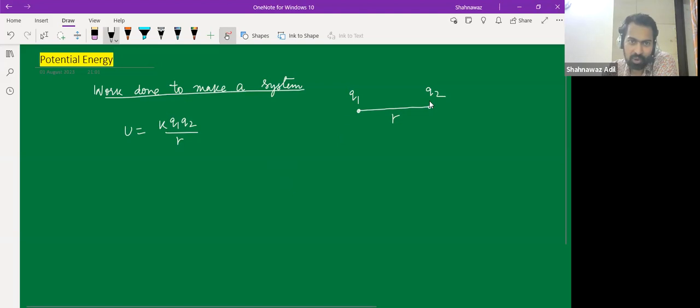If one charge is isolated, then no work is required to make that system, if it is a single charge. But if the single charge is in the presence of some electric field, then we can talk about the potential energy. Is that clear?